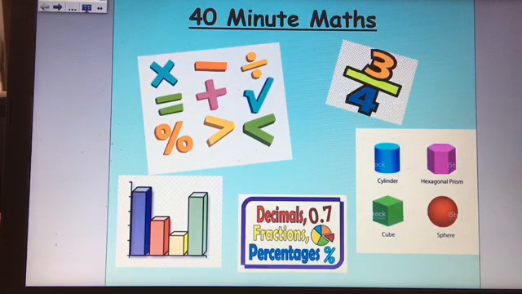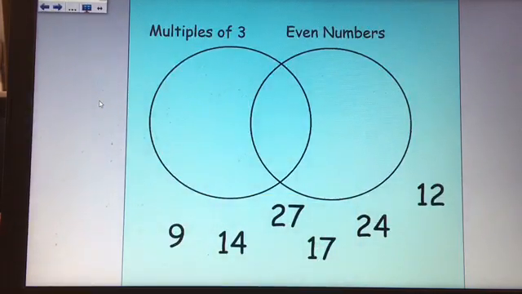For anyone who's not familiar with a Venn diagram, it looks a little bit like this. Well, it looks exactly like this, in fact. Just to run you through it, any number that's a multiple of 3, a number that's in the 3 times table, will go into this section here. Any even numbers will go into this section here, and any numbers that are both multiples of 3 and even numbers will go in the middle. So a multiple is a number that's in that number's times table.